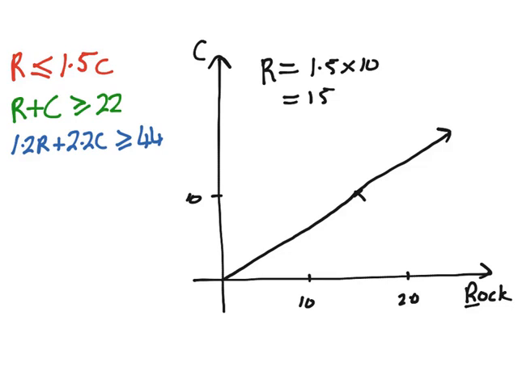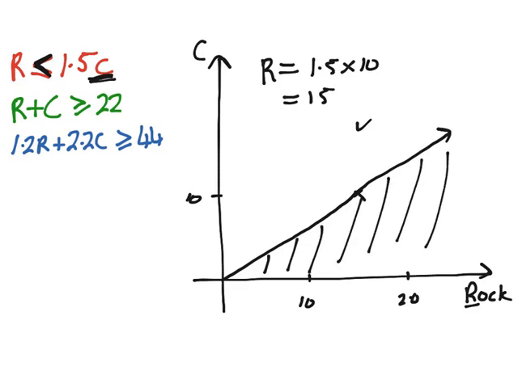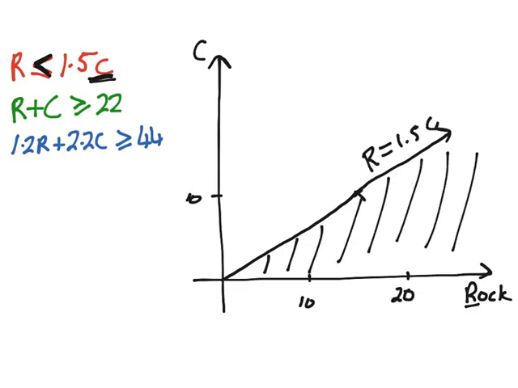Draw the line. We want to keep the area above the line because the concrete has to be greater than the rock. So we want to keep this area, so I'm going to shade out the area below. For the green line, the values are going to be 0, 22, 22, 0. Again, the concrete has to be greater than 22. Keep the area above, shade out the area below.